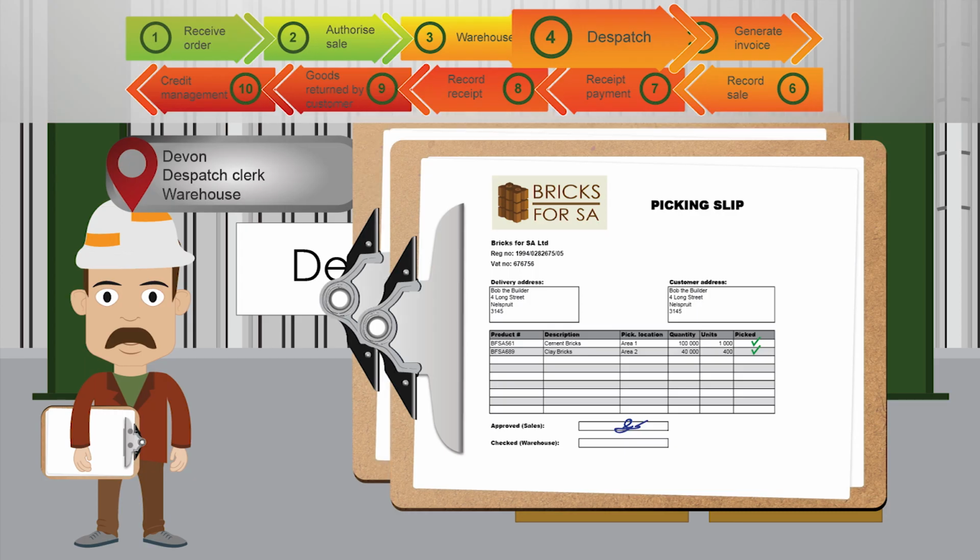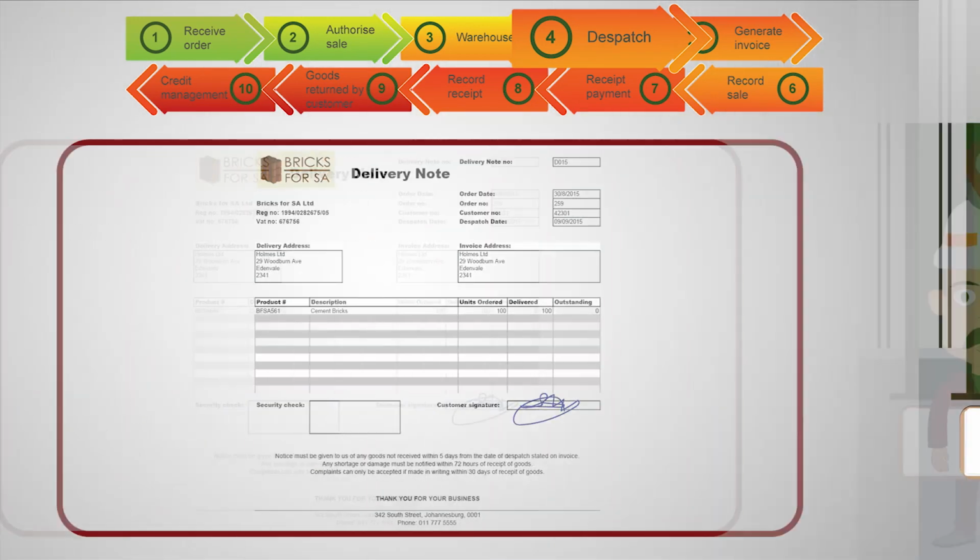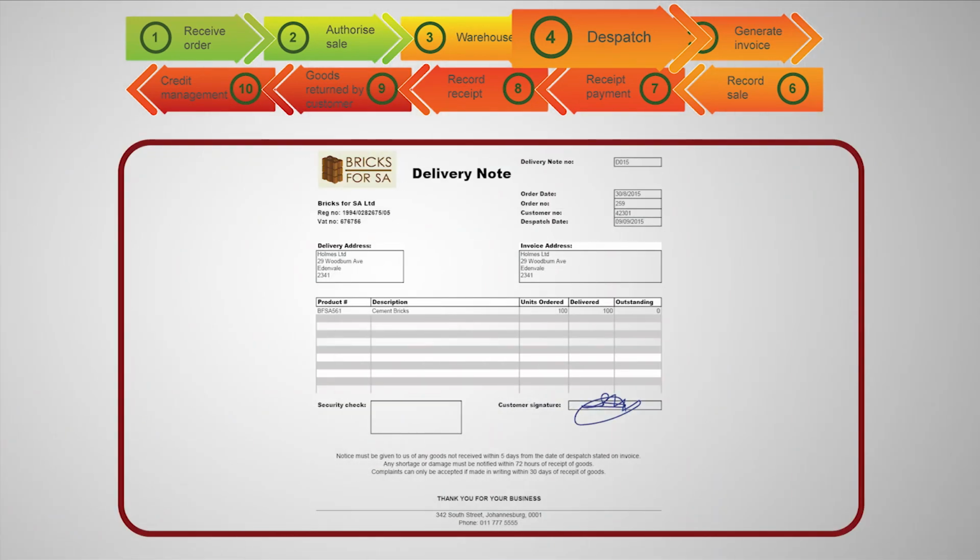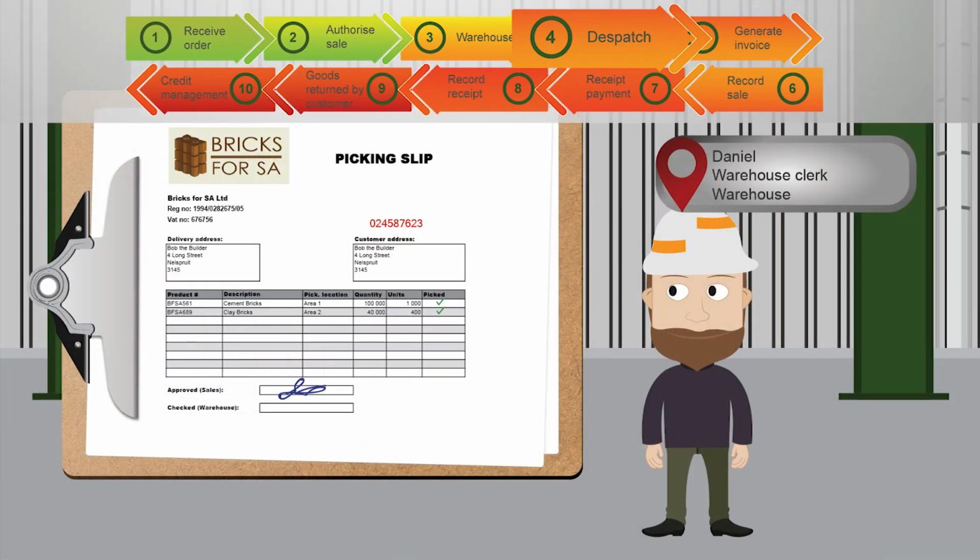He then creates 2 copies of the pre-numbered delivery note based on the picking slip and the actual goods. A delivery note details the date, description, and quantity of the goods dispatched to the customer and is signed by the customer to acknowledge receipt of the goods. Devin also writes the delivery note number on the picking slip for reference purposes and sends it back to Daniel, the warehouse clerk, to retain on file in numerical order.